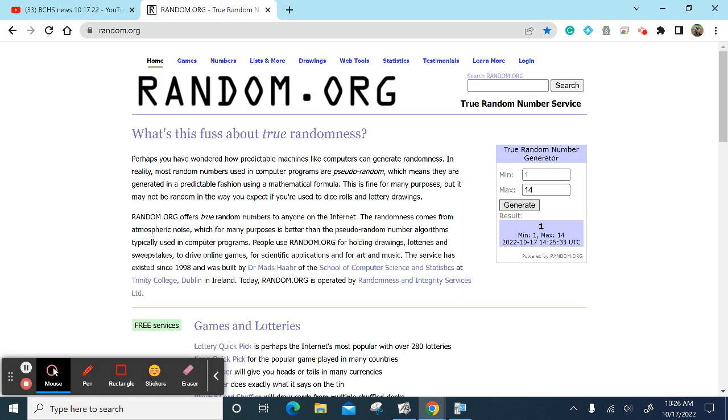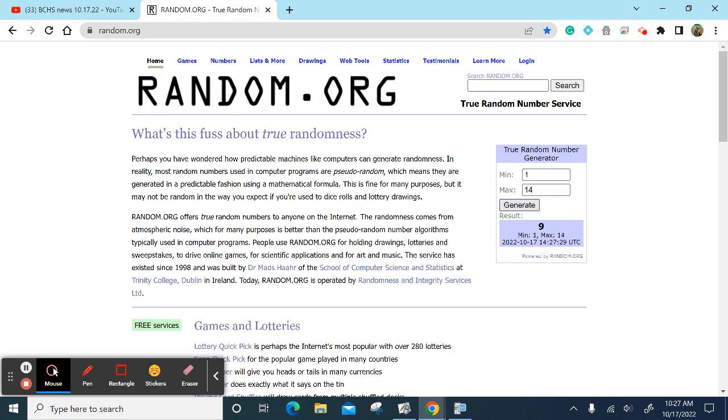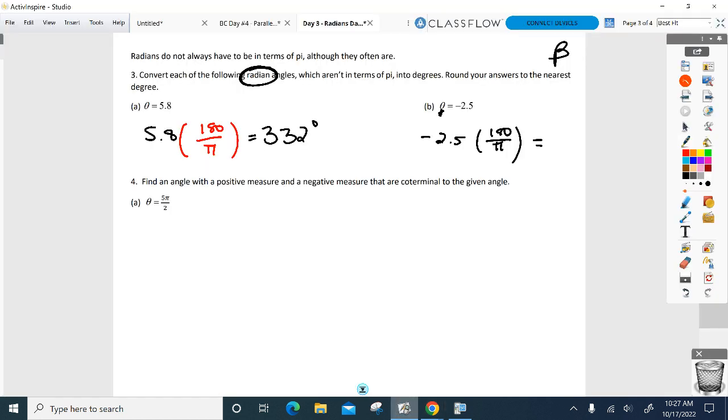What's our conversion to go from radians to degrees? 180 over pi. Again, pi's don't cancel, so you're on your own. Round to the nearest degree. I'd say 5% of the time the pi's won't cancel. The other 95%, they should. What's the rounded version here? Negative 143. Yep, don't drop that negative either. Negative 143 degrees.